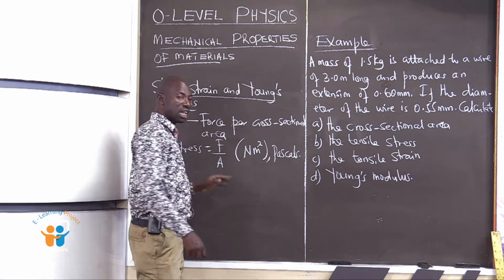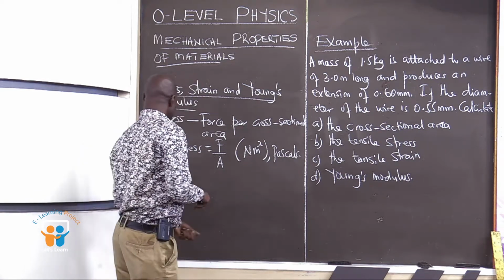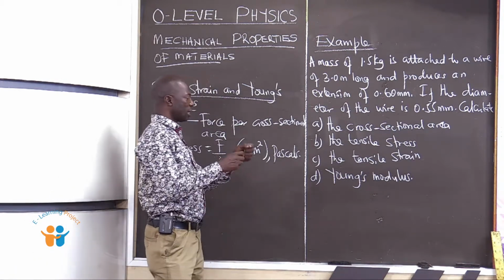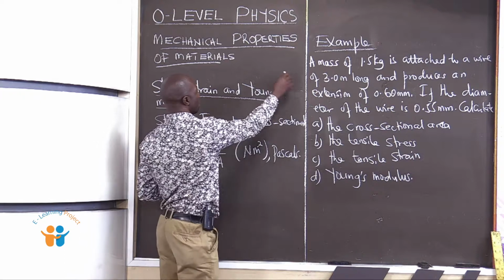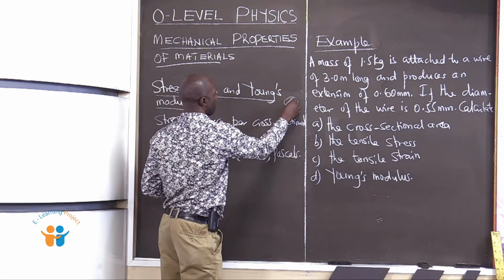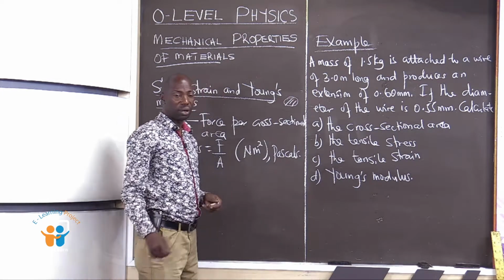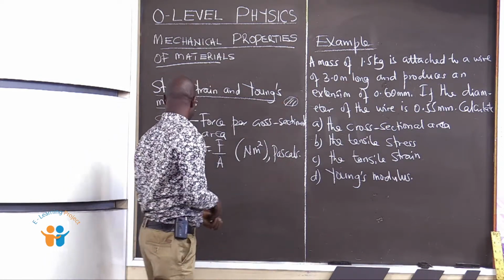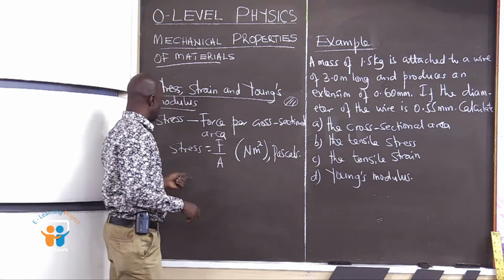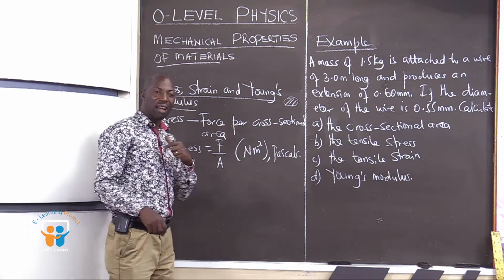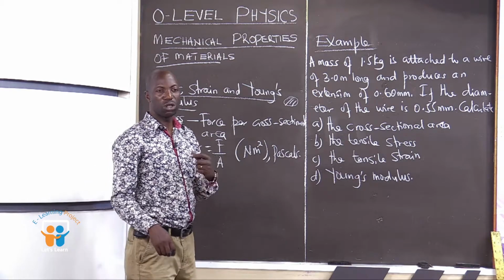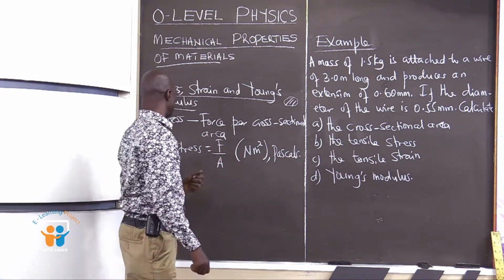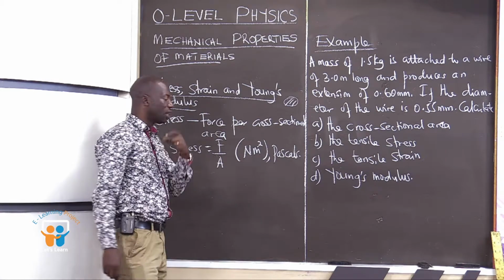The other point, of course, we are talking about a wire, and this wire's cross-sectional area is circular. If you cut it across, it is a circle, so you shall end up getting the area of a circle. Then, what we call stress, in some books or in science, we also call it tensile stress. So don't get confused when somebody uses that word, tensile stress.